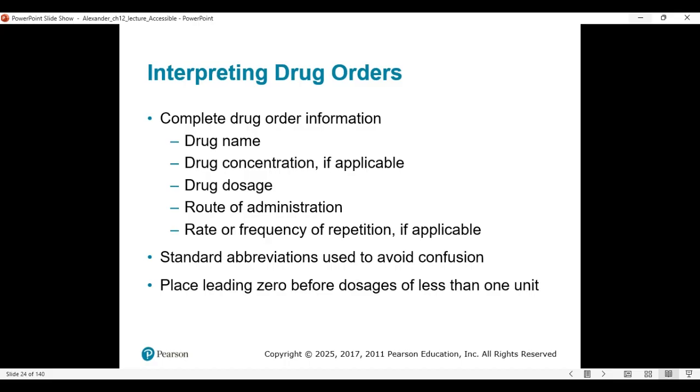Because if you just write point four, for example, it may be misunderstood, and then someone gives 4 milligrams of nitro, which is 10 times the dose of what they should be getting.